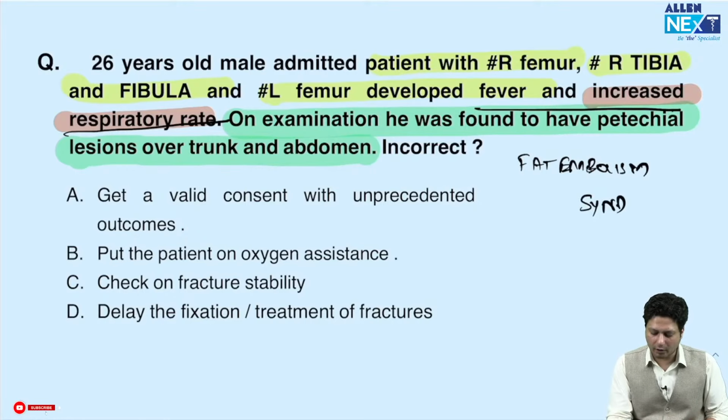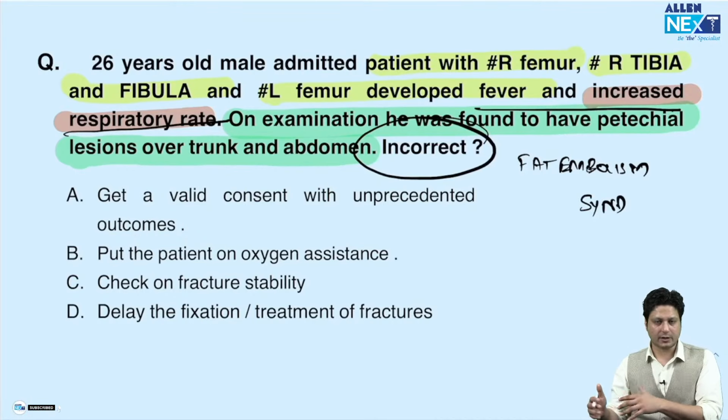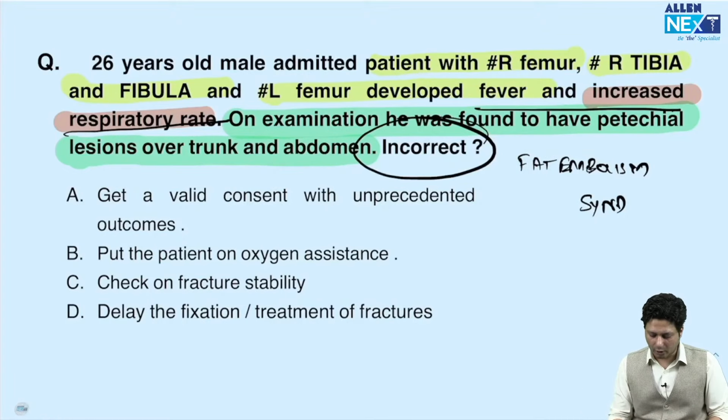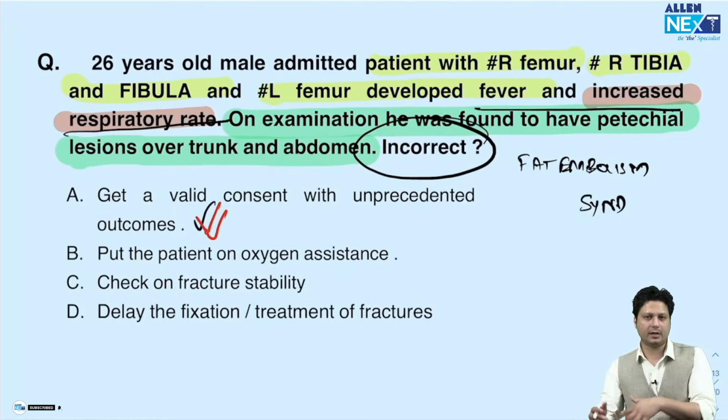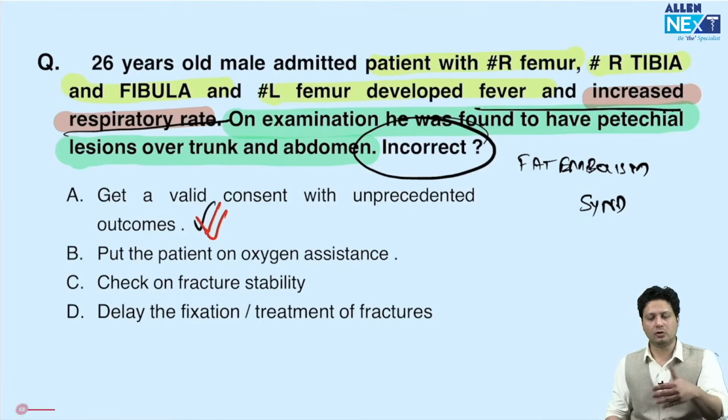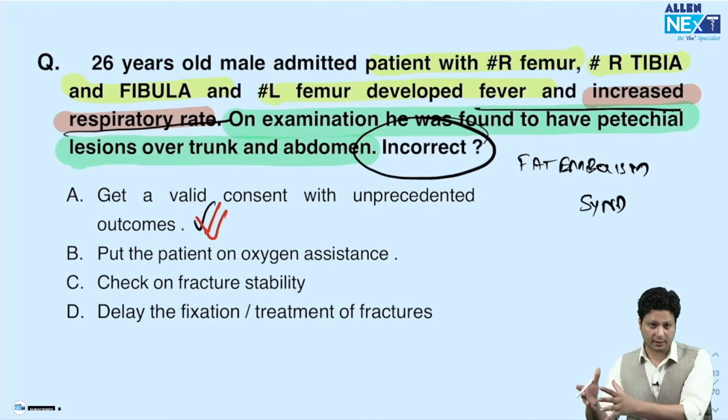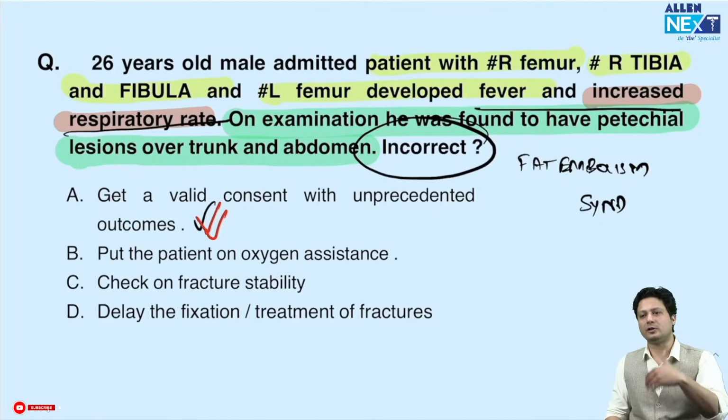All right. Now, which of the following is incorrect for this particular condition? Point number one, option number one: get a valid consent with unprecedented outcome. Obviously, yes, you have to explain it to the attendants of the patient that he might lose life also, although we are trying, because the complication of fat embolism syndrome has started, because it might ultimately result in coma, respiratory distress, and even death of the patient.